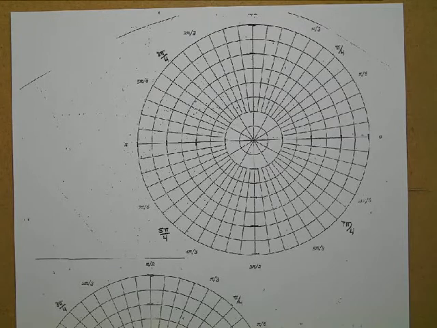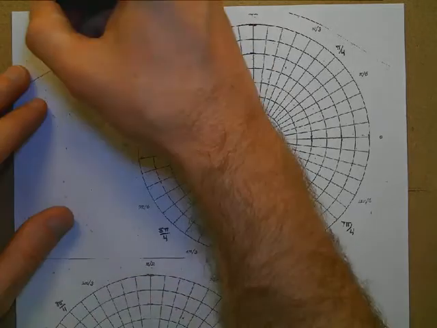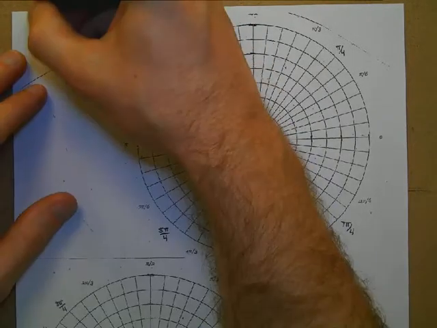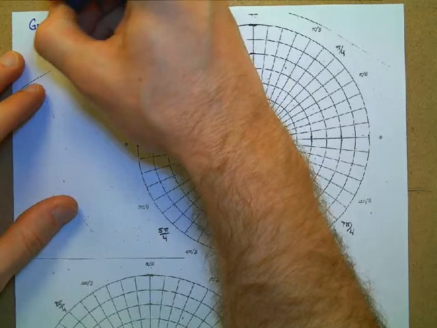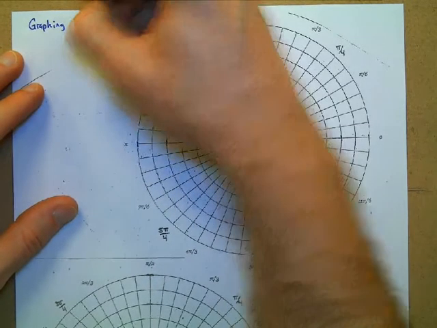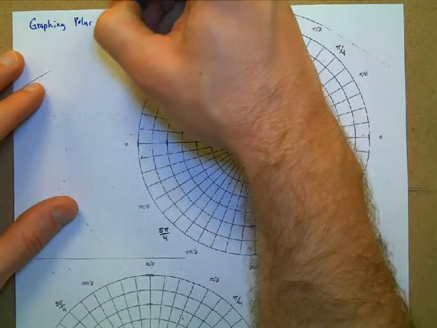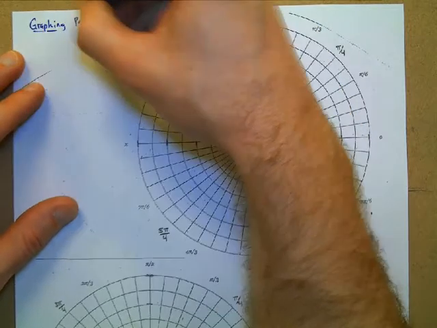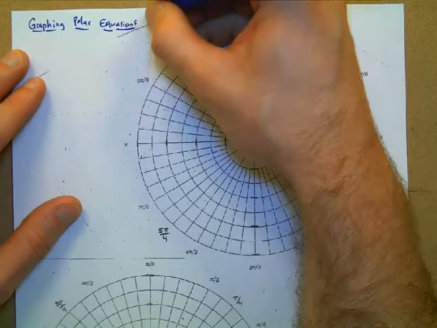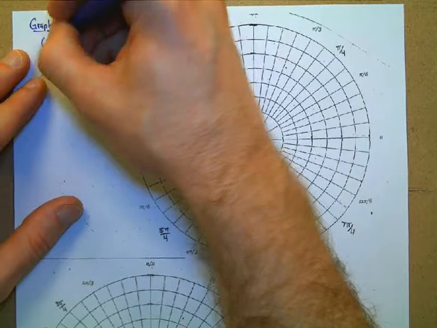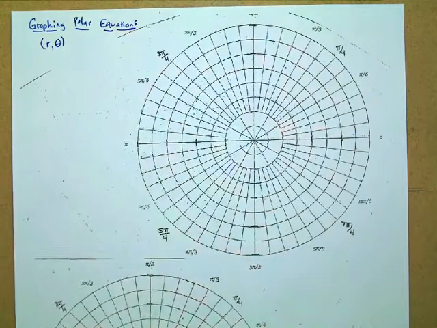So again, we have to recalibrate our brains a little bit about how we graph things. The first thing I'm going to have us graph is actually going to be super easy. When we graph polar equations, it's a little bit backwards, first of all.